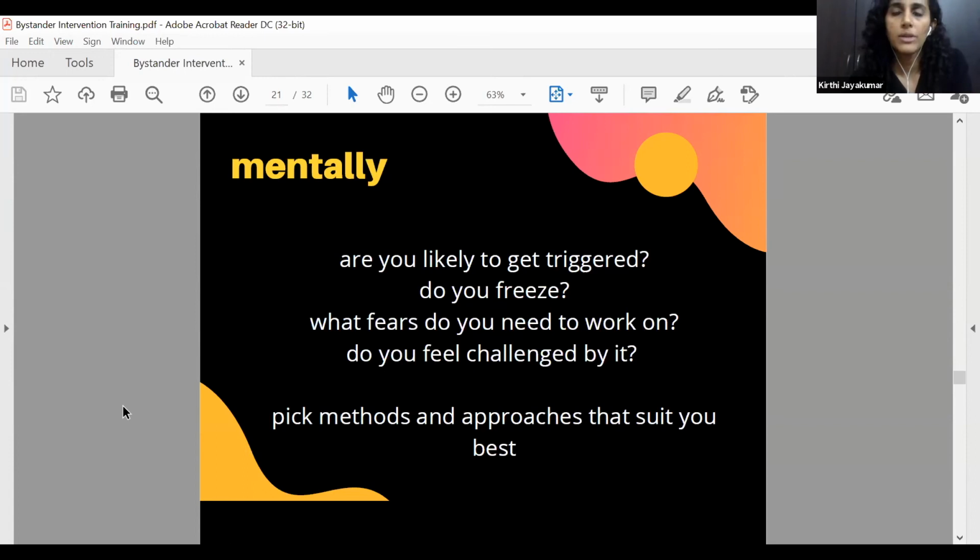So a good way to go is to start by working on yourself. Is a situation likely to trigger you? Do you tend to freeze? What are some of the fears you need to work on to be able to get to a point where you can comfortably use one or the other strategy to intervene? Do you feel challenged by the act of intervening itself?